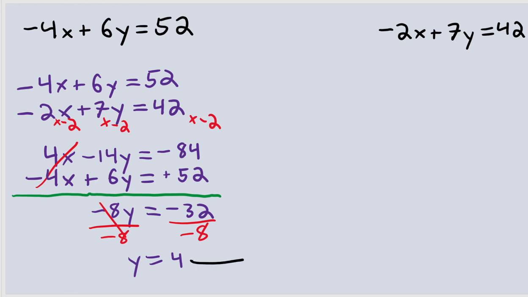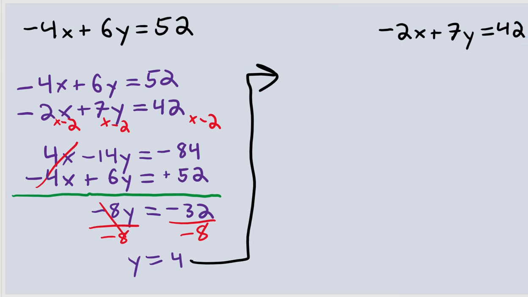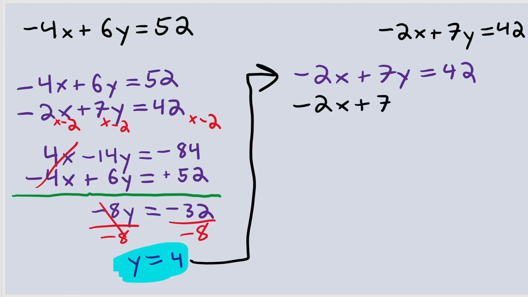Now I'm nearly done, but not quite. I solved one variable. I need to plug into either of the original equations to go ahead and solve for the remaining variable, for the x. I'm going to choose the equation here on the right because it's got smaller numbers, and I like to make things easy for myself. So I'm going to go ahead and rewrite that equation. Negative 2x plus 7y equals 42. And then I'm going to plug in 4, the value I just found for y. So that's going to be negative 2x plus 7 times 4 equals 42. Negative 2x, well, 7 times 4 is 28, equals 42.